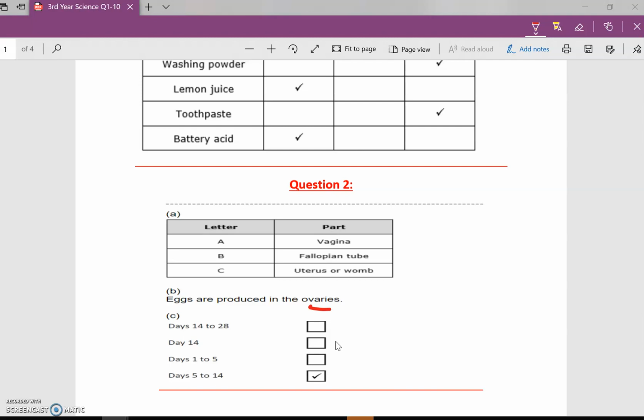And lastly, it asks about when the lining is building up. In the first day 1 to maybe 5 or 7, the lining is breaking down. We call that menstruation or the period. And then from that point on until the end of the cycle, we're building up. So the lining is building up from say 5 to 14 days.